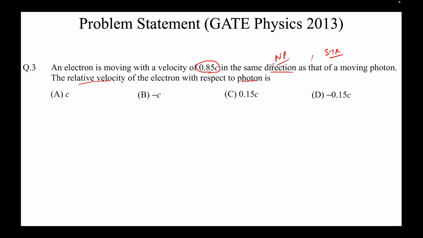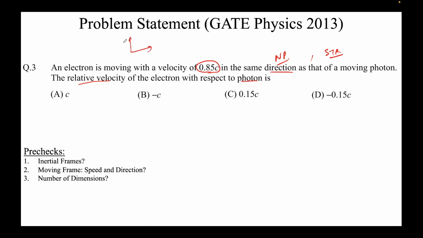But before we solve this problem, there are a few things we must check. First, all the theory that we talked about was based on inertial frames, so we must see whether this is an inertial frame or not. There is some frame which is measuring the velocity of the electron as 0.85 c. That frame is our S frame, where it's measuring that this electron is moving, and no direction is given, so let me assume it's moving in this direction at 0.85 c.